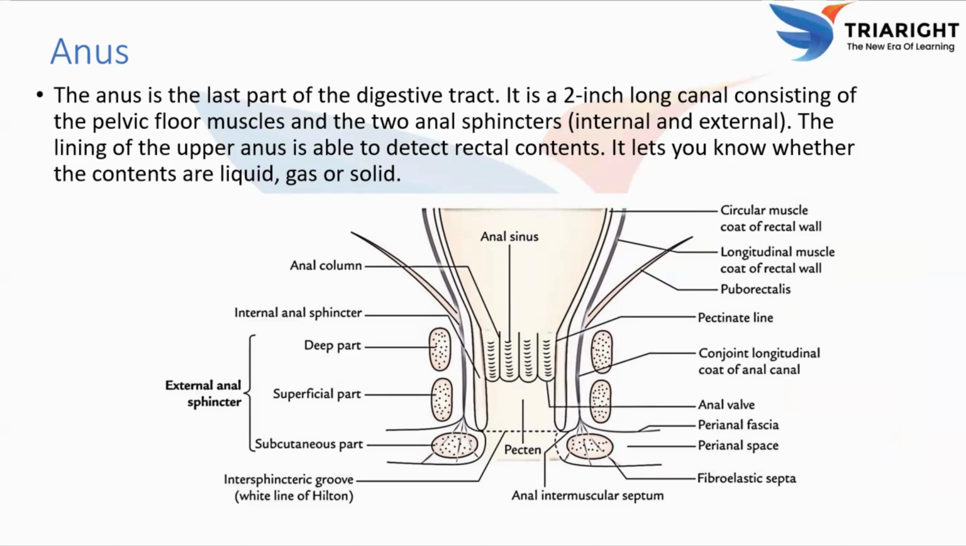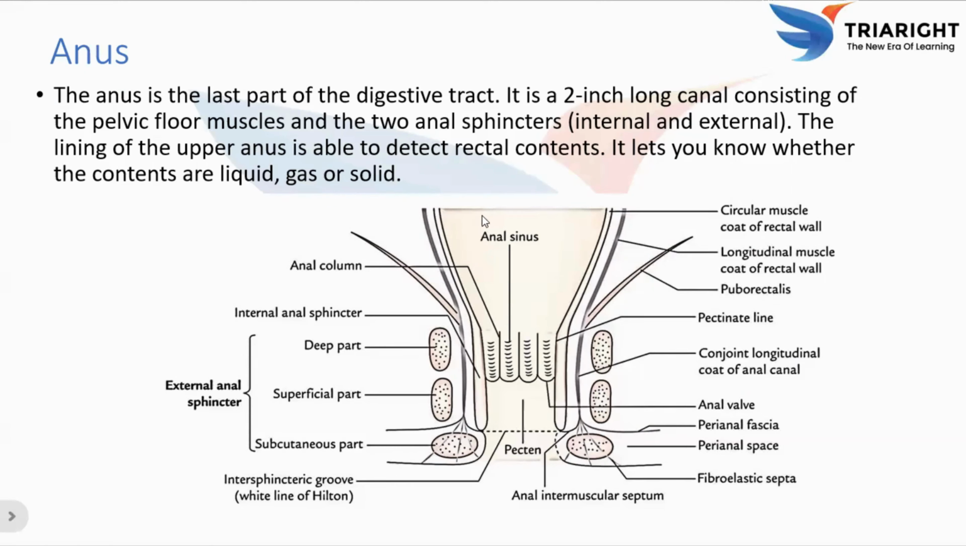It is a 2-inch long canal that allows waste and stool to leave the body. Here you can see the picture of the anus and this is the anal canal, and here you can see the external anal sphincter and internal anal sphincter. The external anal sphincter has 3 parts, the deep part, superficial part and also subcutaneous part. Here you can see the anal sinus and the anal wall, and this anal wall is made up of circular muscles and longitudinal muscles, right?